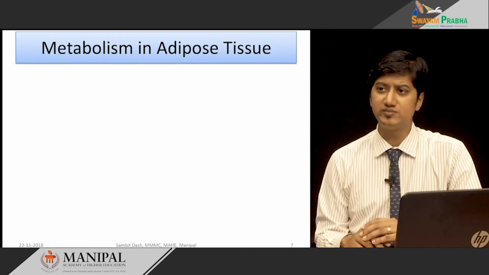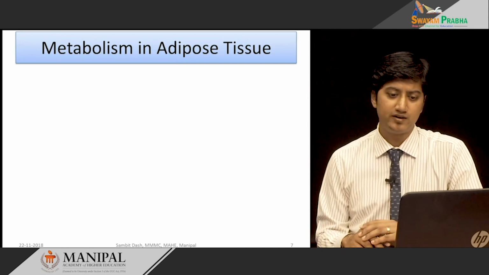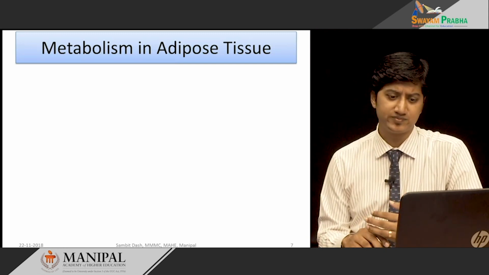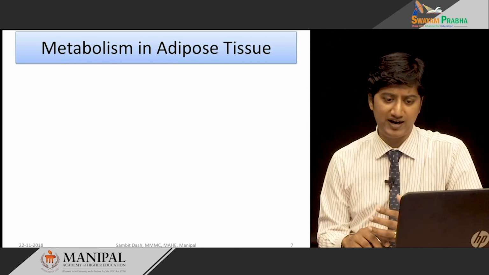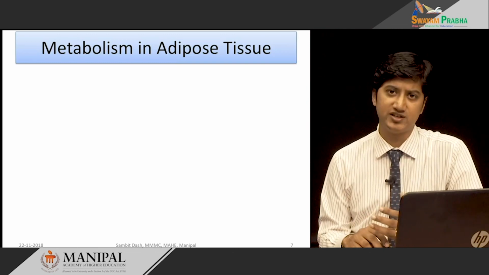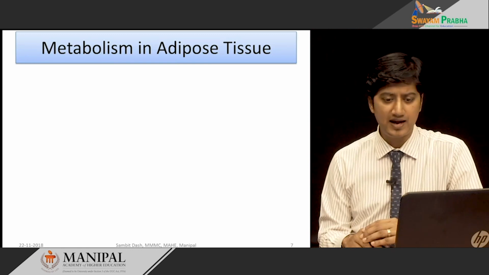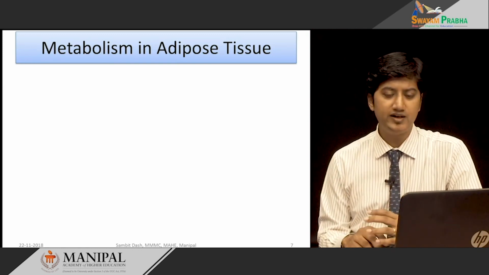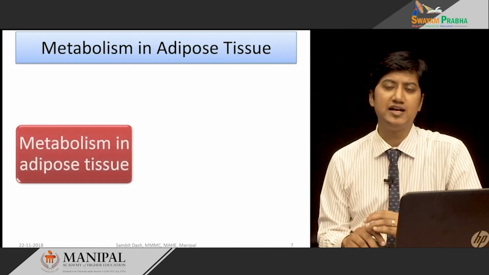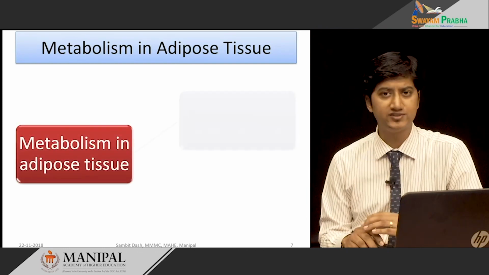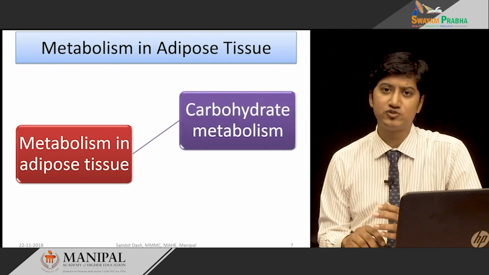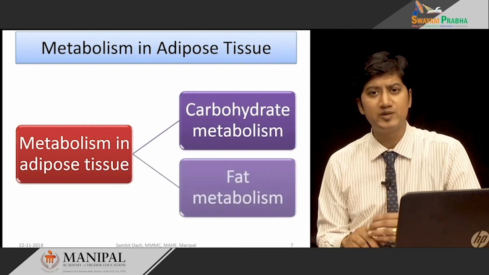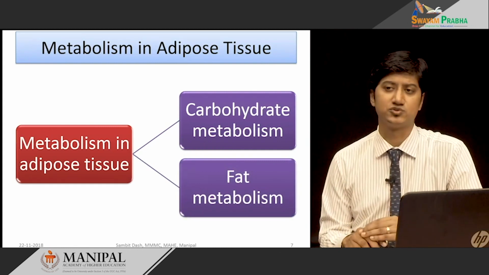Moving on to metabolism in adipose tissues. Adipose tissue regulates metabolism in health and diseases. They function to store fat majorly in times of excess energy availability, and they break down fat when energy is required. Let us study the metabolism in adipose tissue under two broad headings: what happens to carbohydrate metabolism in adipose tissue and what happens to fat metabolism in adipose tissue.